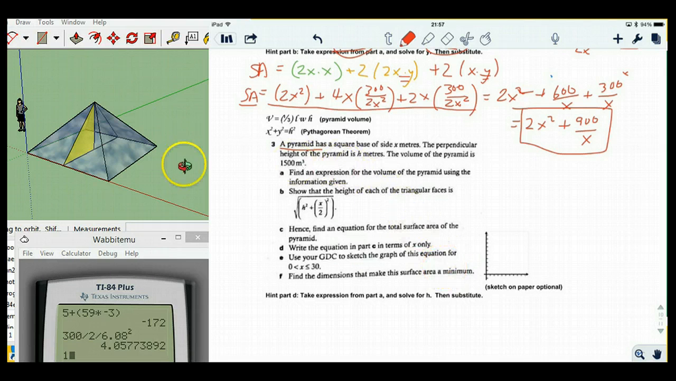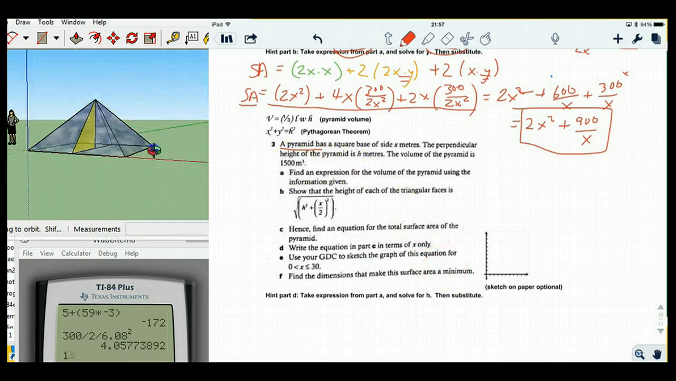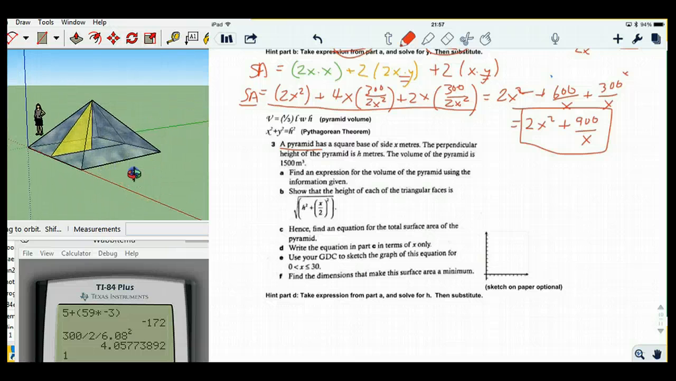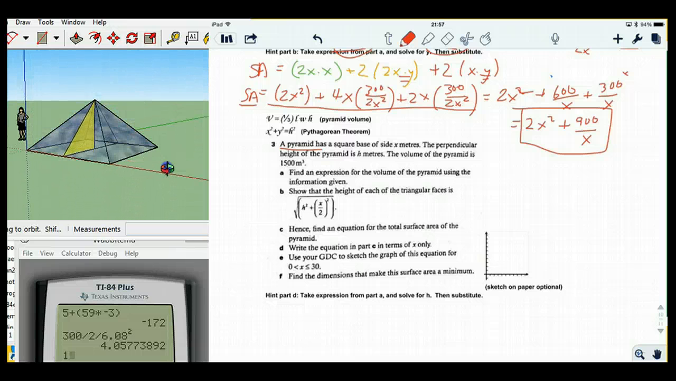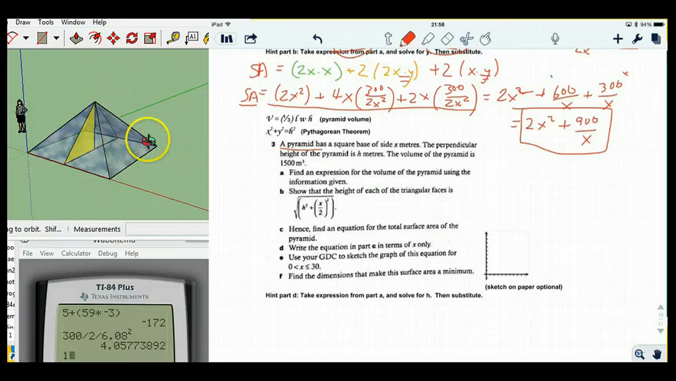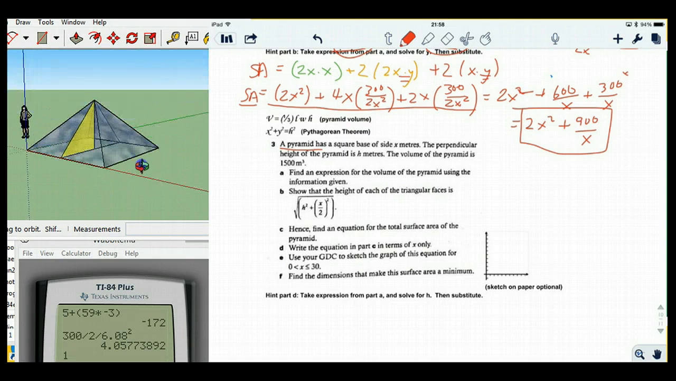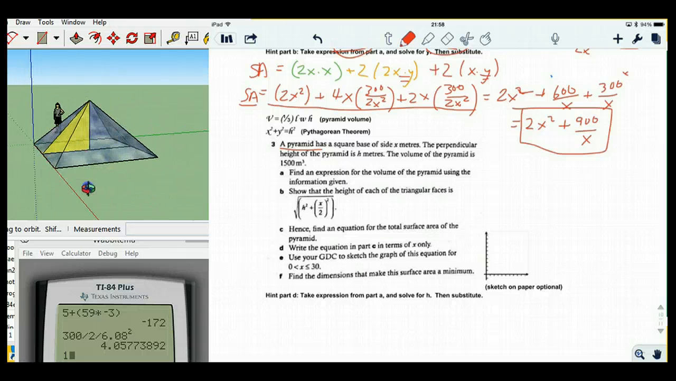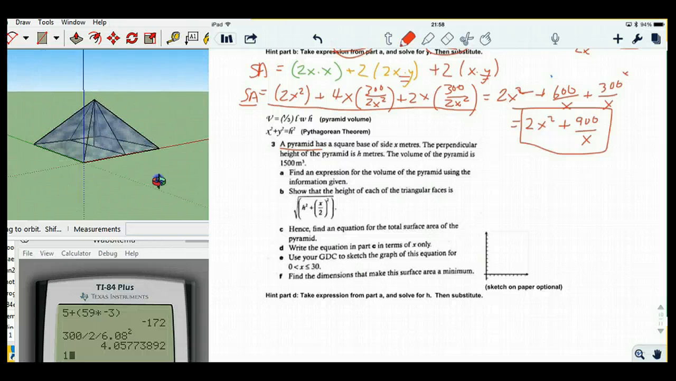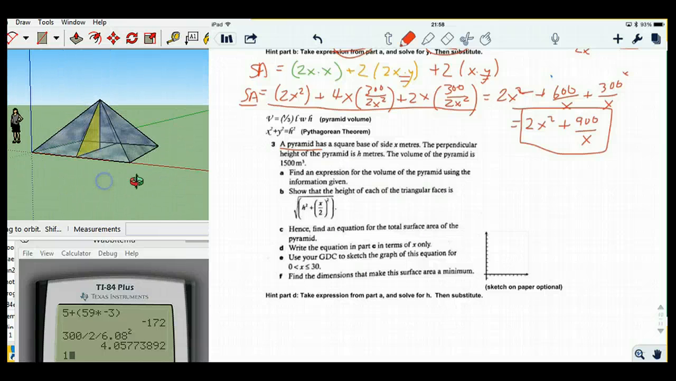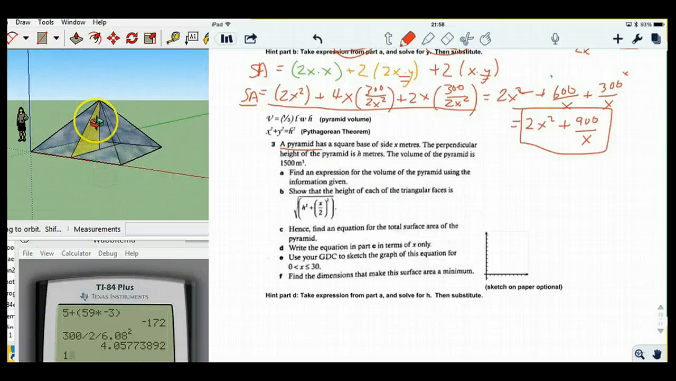So I made a little drawing here for you to imagine what the pyramid looks like. A pyramid has a square base in this case, and then from each corner it rises up to a point. Okay, and I made this one out of a transparent material so that you can see inside, because we need to talk about what this triangle in the middle has to do with it.